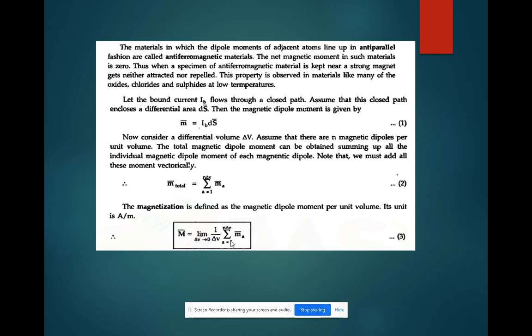So the unit of magnetization is ampere per meter. The formula for magnetization is capital M vector, small m represents the magnetic dipole moment, and capital M represents magnetization. M equals limit del V tends to 0, 1 by del V, summation of A equal to 1 to n, del V, m A vector. In this same equation you are going to apply the limit.